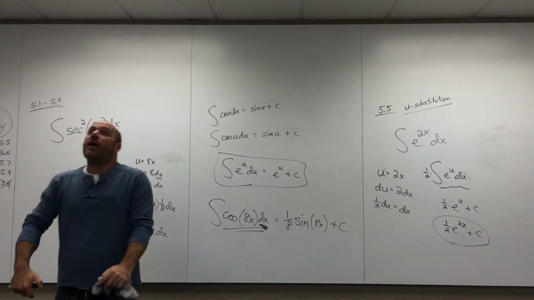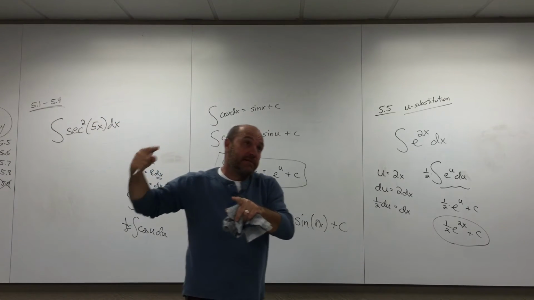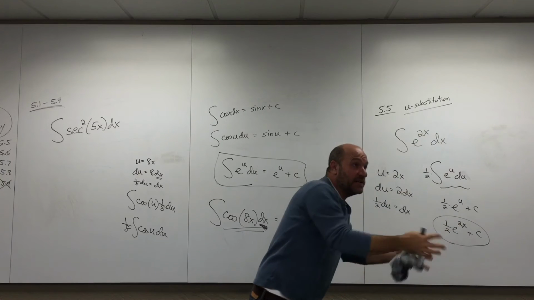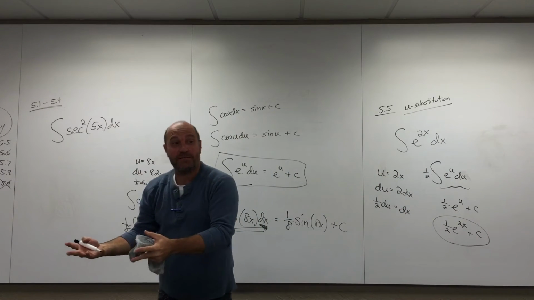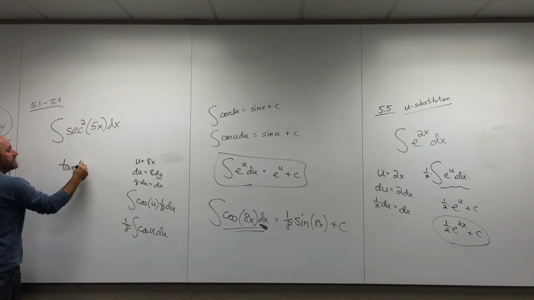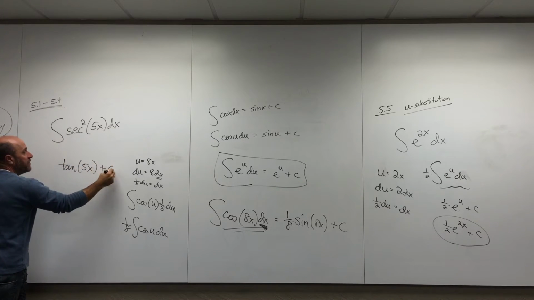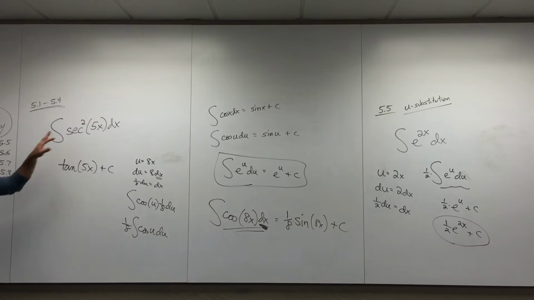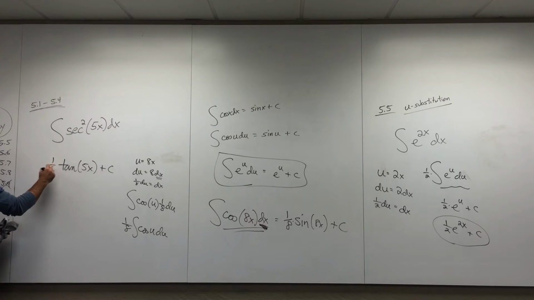How come I know that? The derivative of tangent is secant squared. The integral of secant squared is tangent. So the answer is tangent. So I'm done. The answer is tangent 5x plus c, but I should have done a little U-substitution on that, and in my head I'm doing the little U-substitution, and the result is it spits out a 1/5. It does.